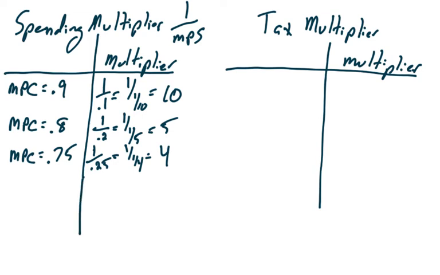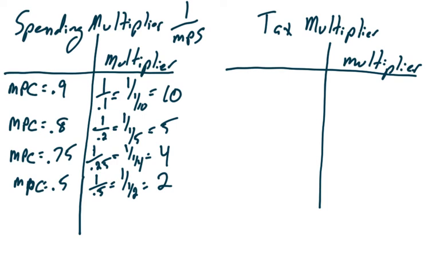Let's move on. If our MPC is equal to 0.5, that must mean our MPS is also equal to 0.5. 0.5 plus 0.5 will give me 1. And I know that 0.5 is actually a half. That must mean my multiplier is going to be 2 if my MPC equals 0.5.